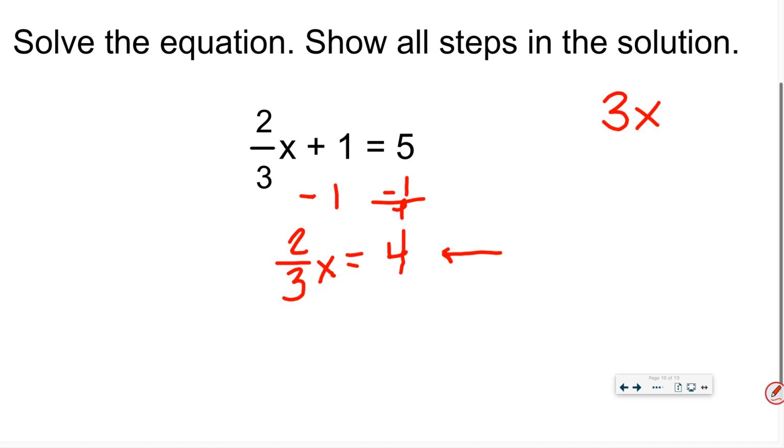Because think about this number. That means 3 of a number. 3 of any number. So say my number was 2. That would be 2 and 2 and 2. That repeated addition is multiplication. So now, how do I get the x by itself?